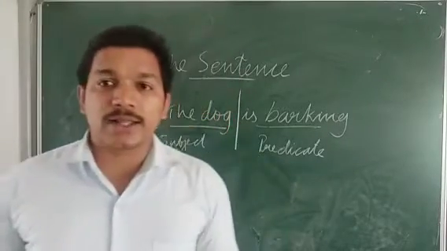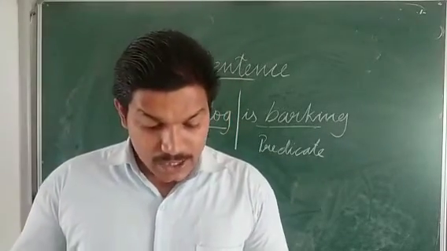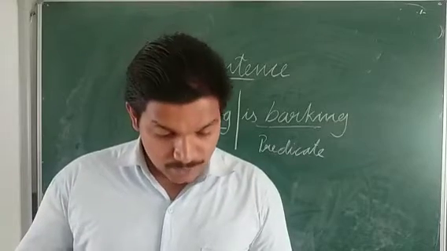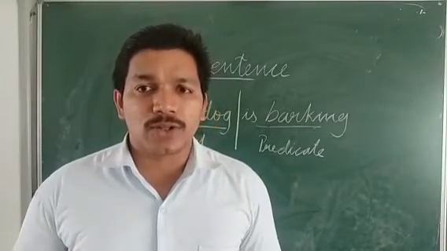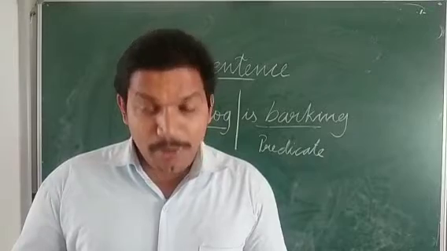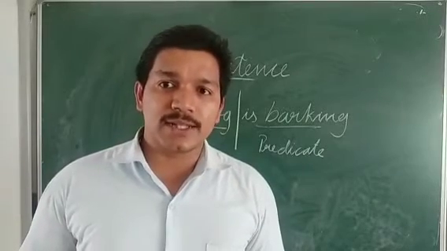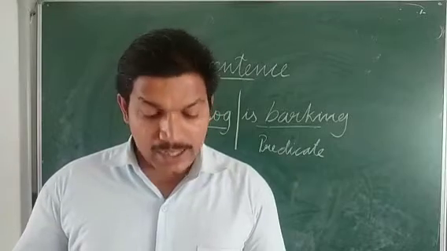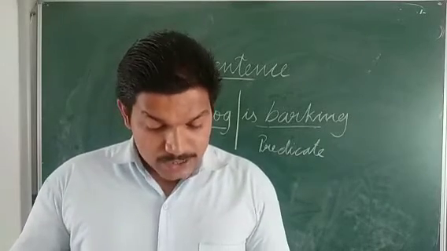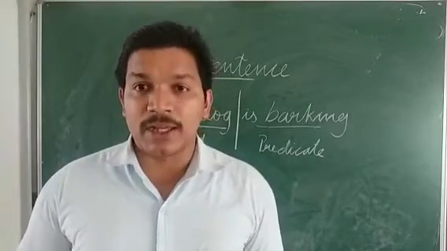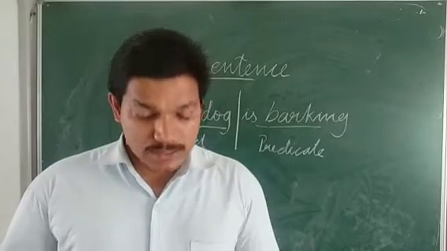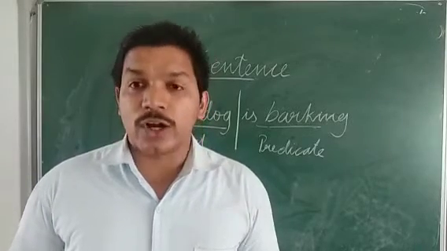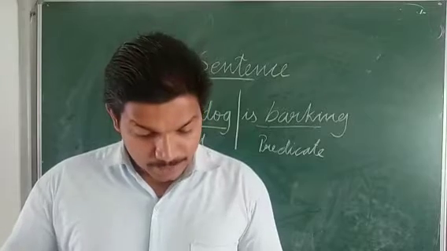There are a few examples given, like: The fierce dog is barking. Fierce is an adjective given about the dog. I have passed the examination. Here, have passed the examination is the predicate, and I is the subject. Next one: We went on a picnic. We is the subject, and went on a picnic is the predicate.